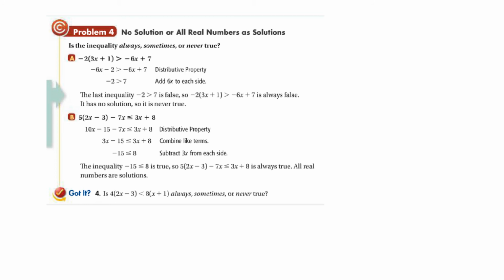Or our variable disappears in the course of solving our problem, and we end up with a true statement, in which case it will always be true. Doesn't matter what value the variable has, it will always be true. Or if our resulting statement is false, then it will end up being never true, which means I have no solution. There is no number that will make it true. And if we look at this problem 4, it shows us those two examples here. If I look at example A, I go through the steps of solving it using the distributive property.